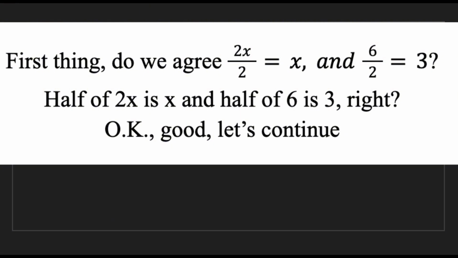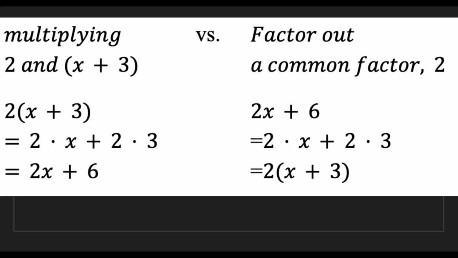Let's make some connections between multiplying and factoring. On the left, you see if we multiply 2 and x plus 3, we're basically carrying out a distributive property. 2 times x, then add 2 times 3. Everything's doubled inside the parentheses, you get 2x plus 6. On the right-hand side, we want to go backwards. We want to see what multiplies to give you 2x plus 6.